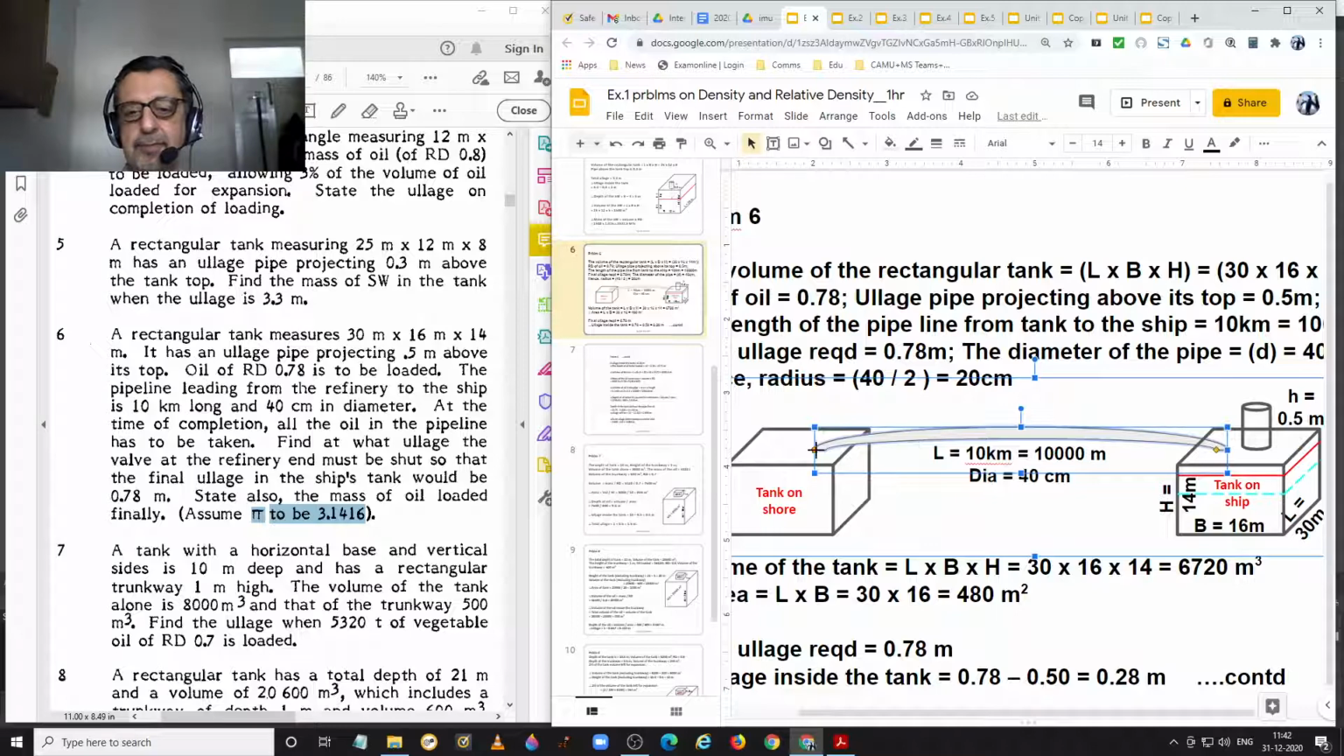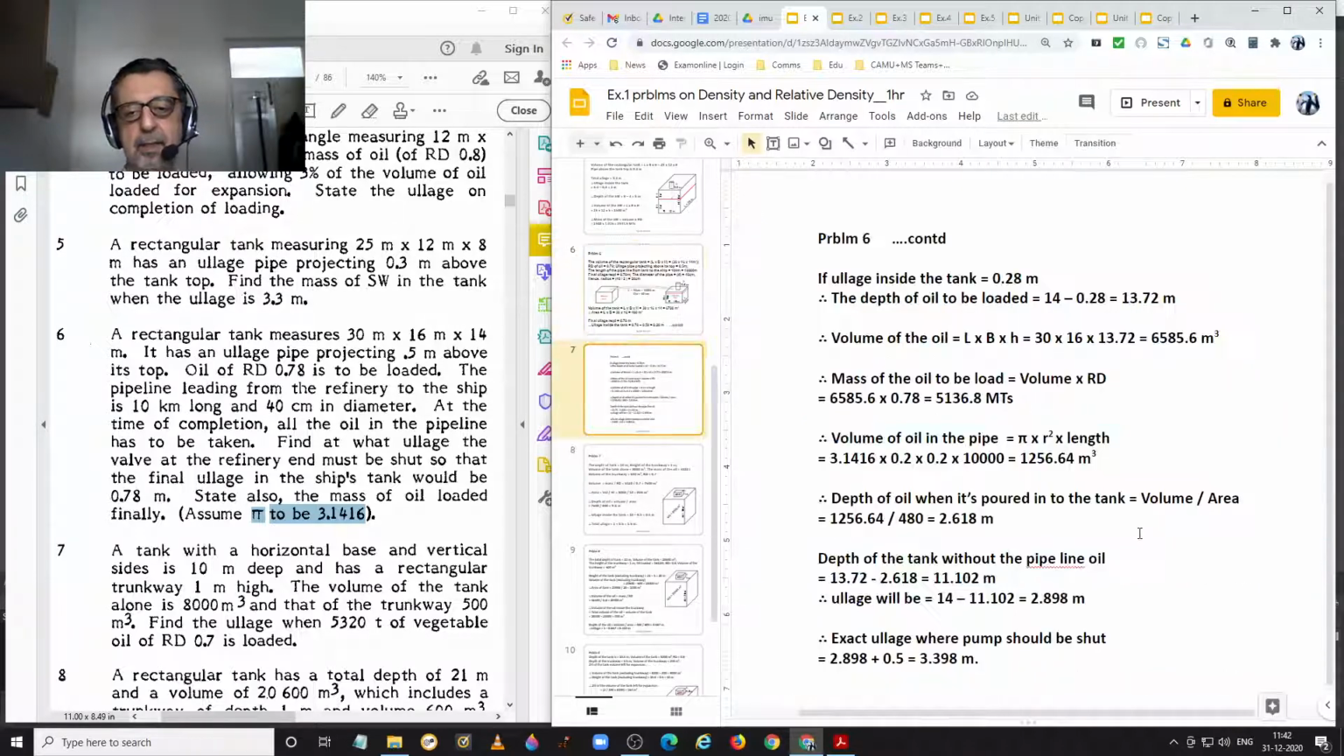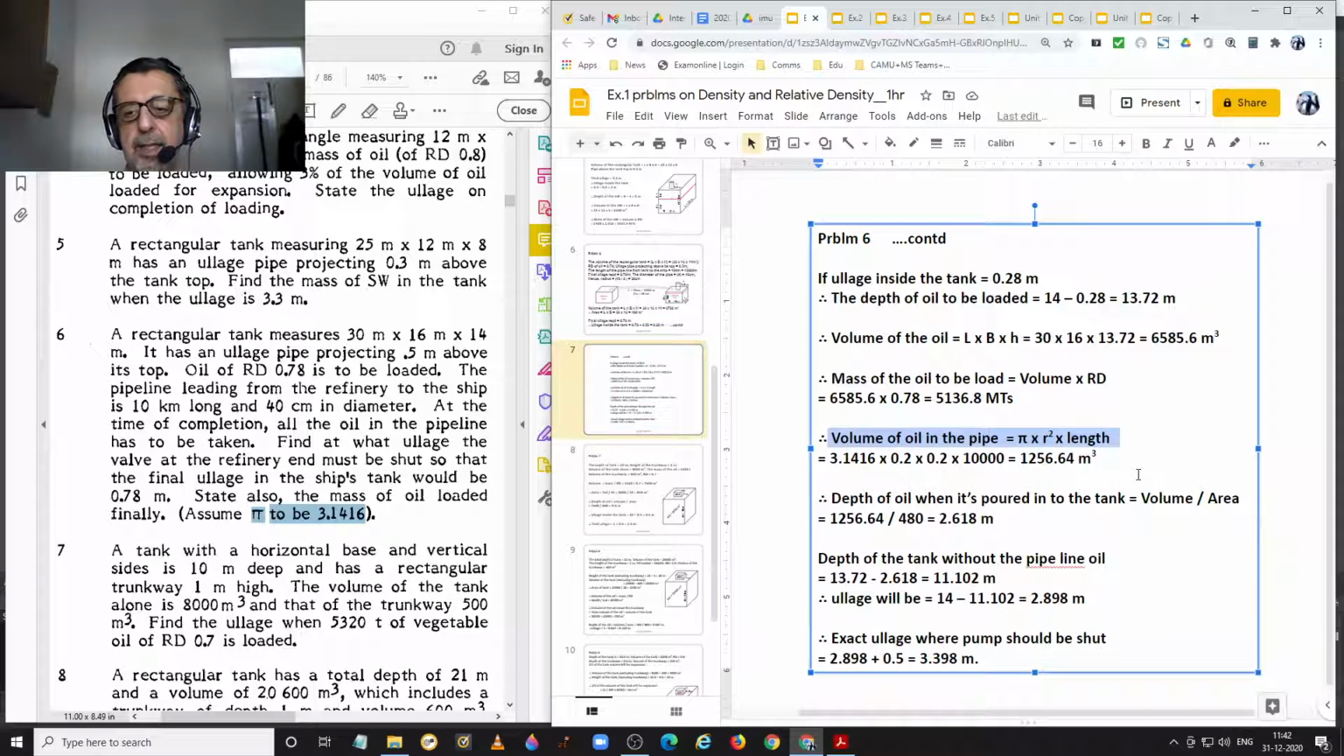So let us first find out what is the mass of the oil within the pipeline. What is the volume of the pipe equal to? Pi r square h or pi r square l, where l is the length. And when we have the volume, you multiply that with the relative density and you will get the mass of the oil that is within this pipeline. So volume of the oil in the pipe, pi r square length.